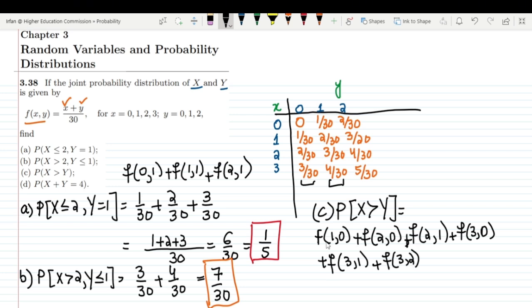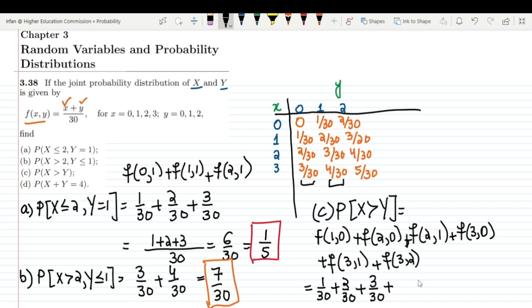Now looking at all these values, f(1, 0) is how much? That is 1 by 30. Similarly f(2, 0) is how much? f(2, 0) is 2 by 30. f(2, 1) is 3 by 30.